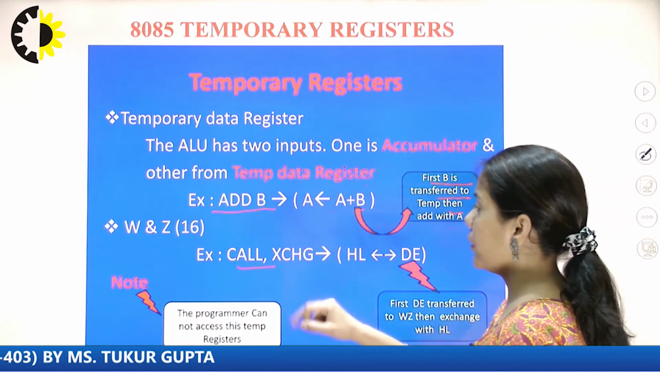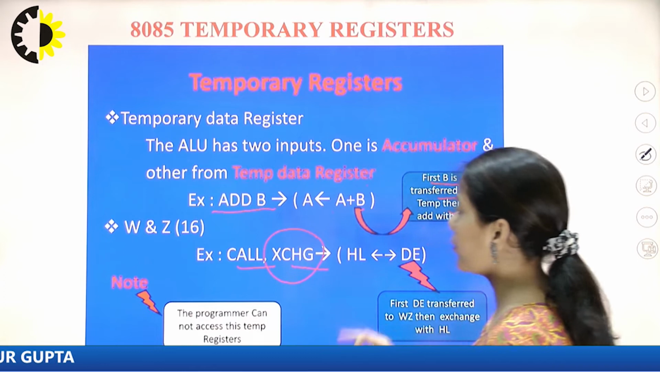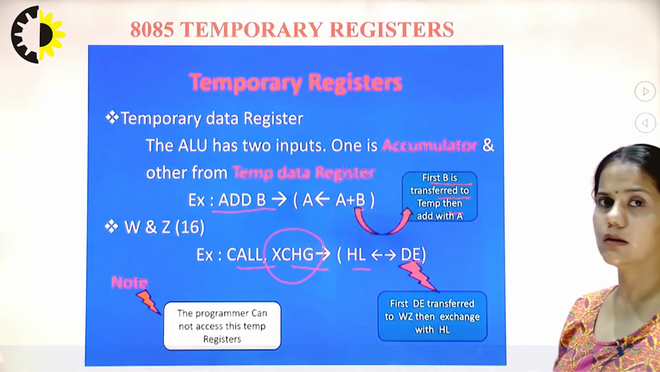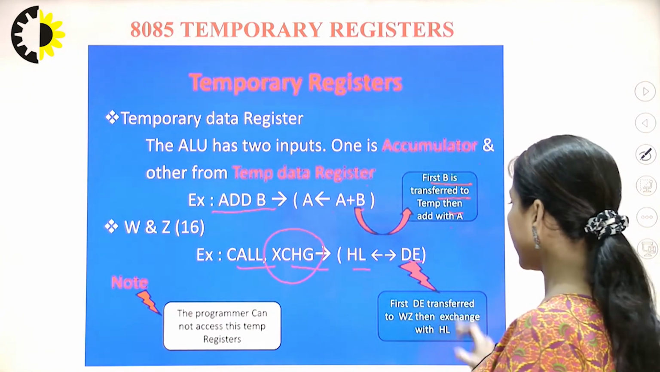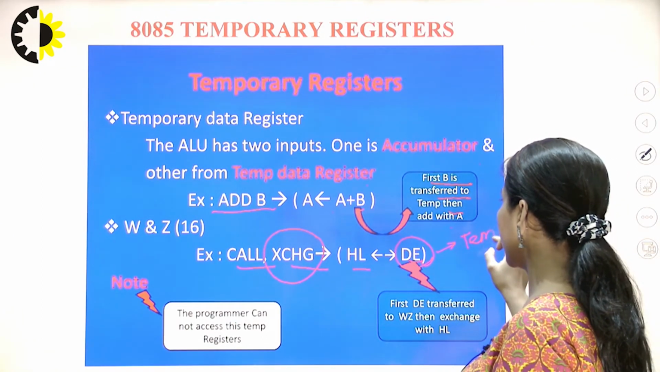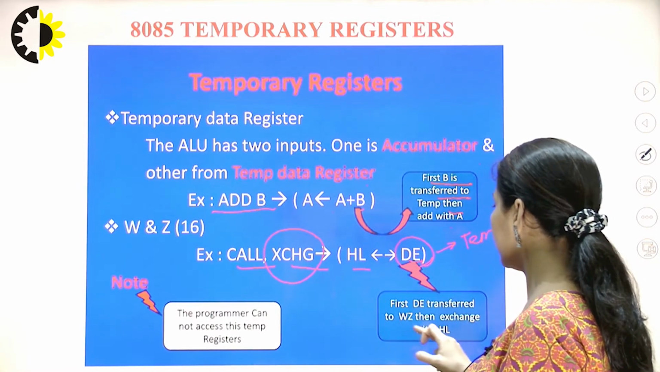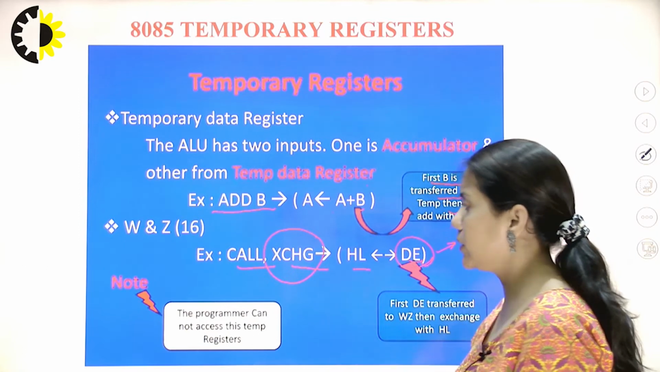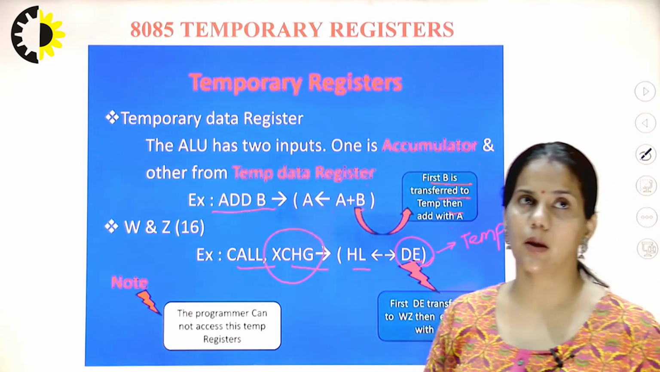Similarly, when we are using exchange, what is this exchange performing? It will exchange the contents of the HL and DE register pairs. What will happen? First DE contents are transferred to the temporary registers, then HL is exchanged with DE. So in this way, the exchange operation is performed using temporary registers.